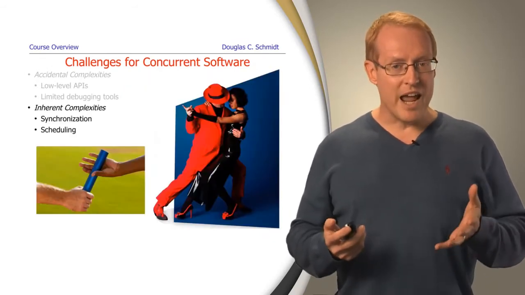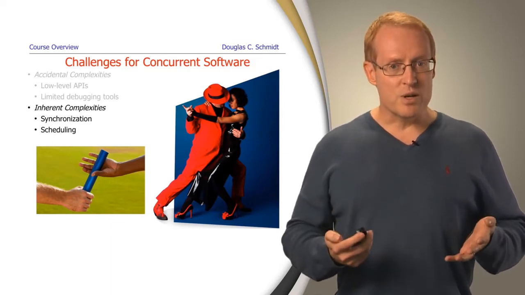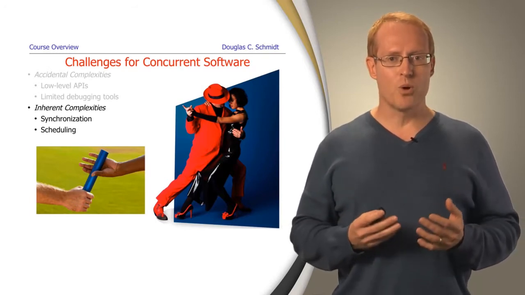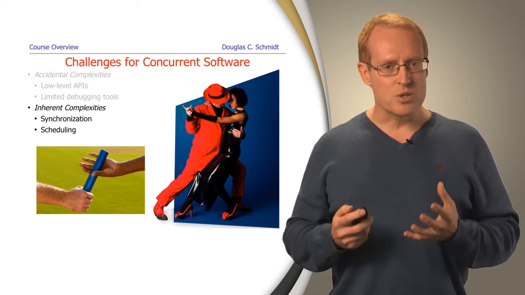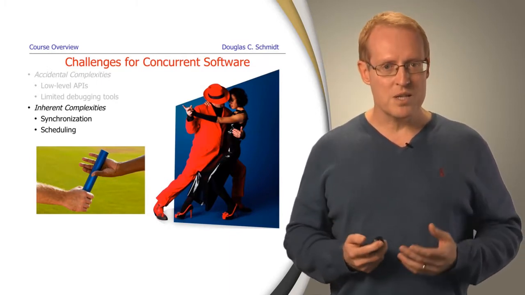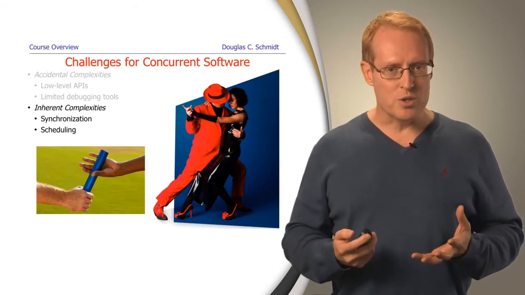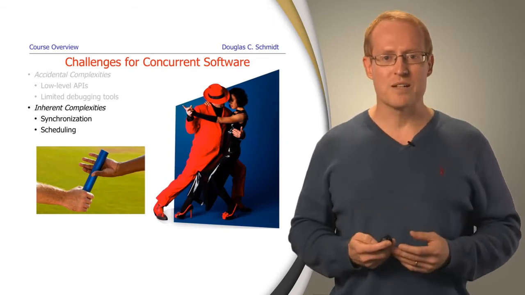Some of the common inherent complexities of concurrency and concurrent software relate to synchronization and scheduling, which deal with the order in which operations are performed or the time at which they are performed. And getting this right is tricky because there's so many states to manage in these large-scale, complex concurrent systems that it's difficult to keep track of them all and be able to assure that your software is actually going to do the right thing under the right circumstances or the wrong circumstances.